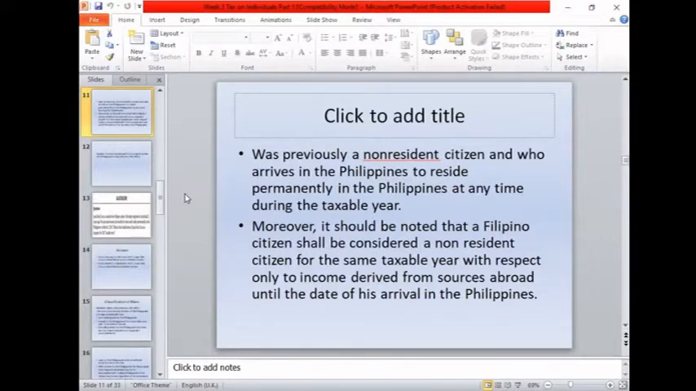But if you are a resident citizen and you're going to change your status to a non-resident citizen, you need to stay outside the Philippines for more than 6 months. If you're more than 6 months outside the Philippines, then your status will be changed from resident citizen to non-resident citizen. So that is the status.